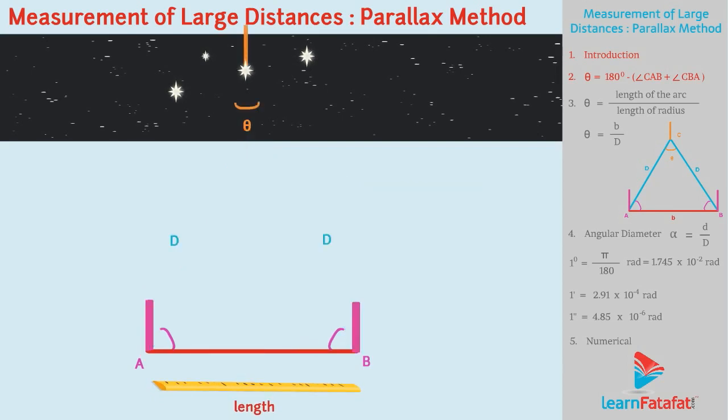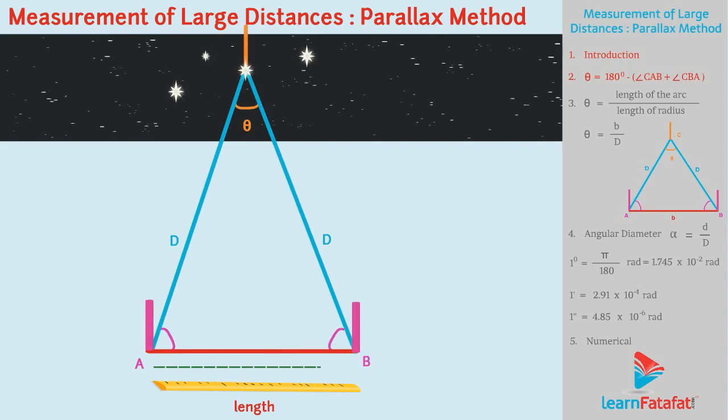When we measure large distances, such as the distance of a planet, then the distance between the two points A and B, denoted by b, is very much less than the distance D of the planet from these points. Therefore, b is very much less than D, and hence b upon D is very much less than 1. It means that theta is very small.